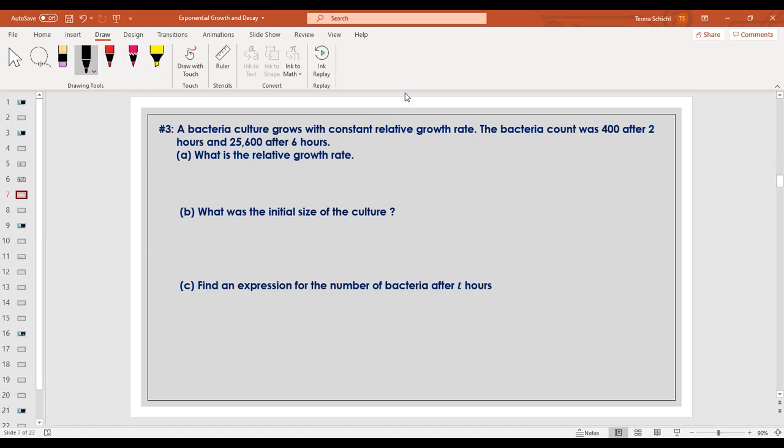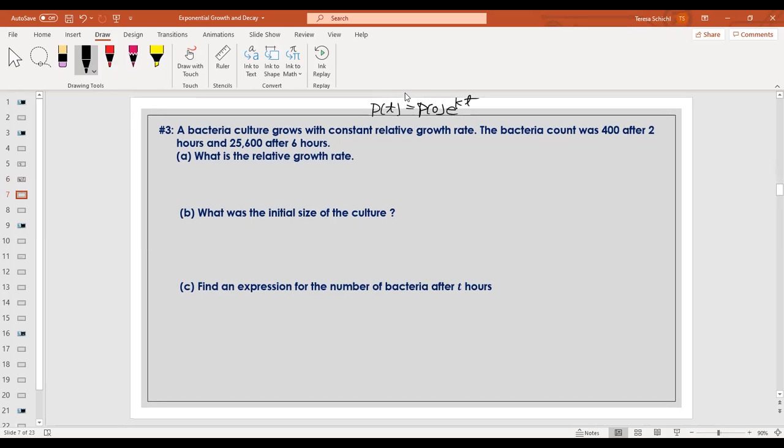Remember we use P(t) is equal to P0 e^(kt), right? Okay, so now let's put it here. The first thing here is 400 after 2 hours. So I have 400 is equal to what? The initial size, I don't know, right? So it's P0 e to the what is the relative rate? I don't know, but I know it's 2 hours.